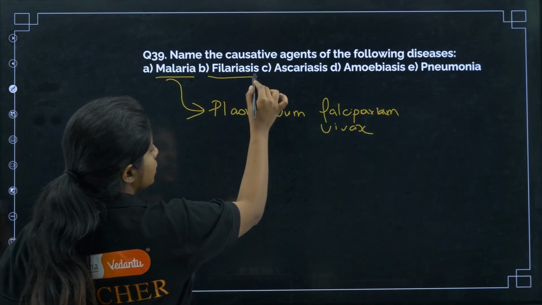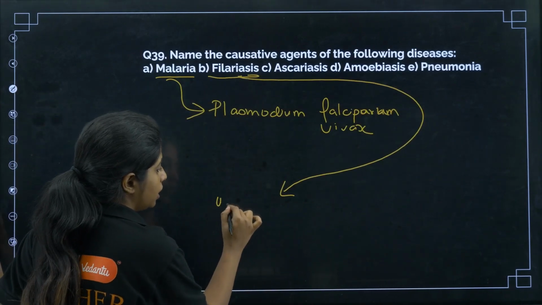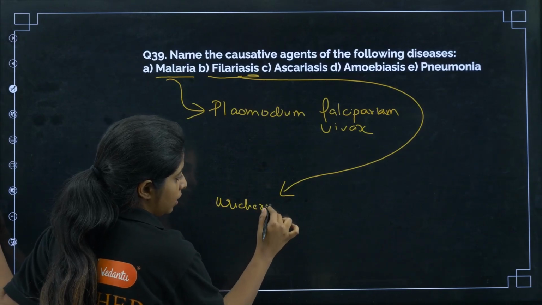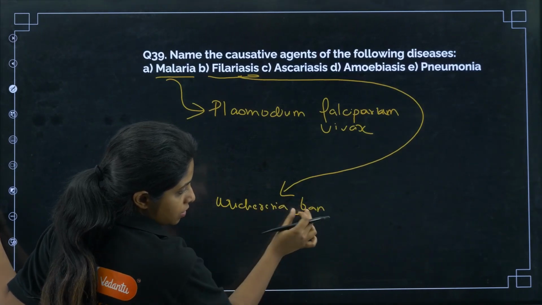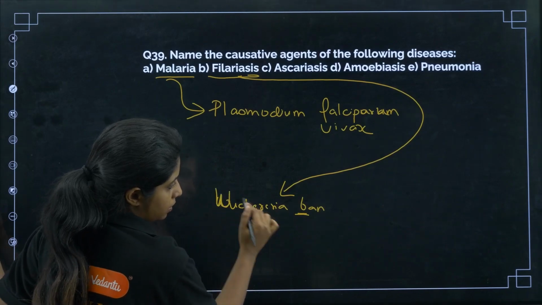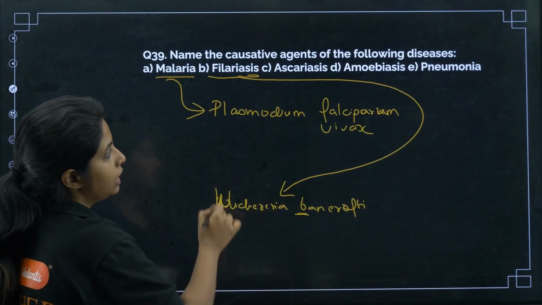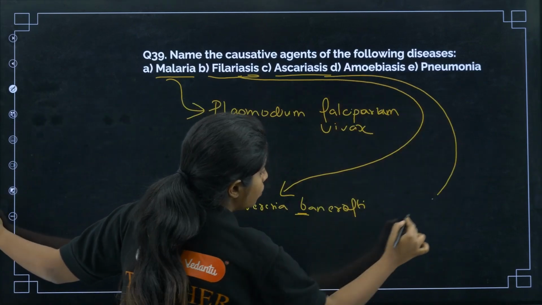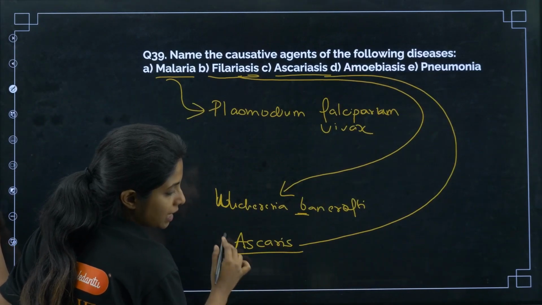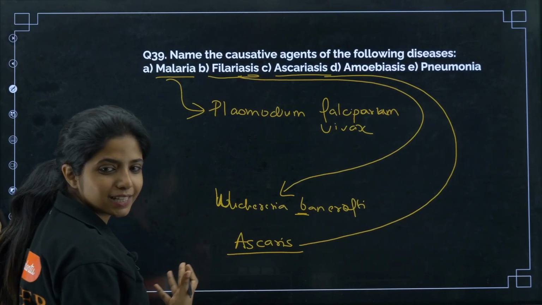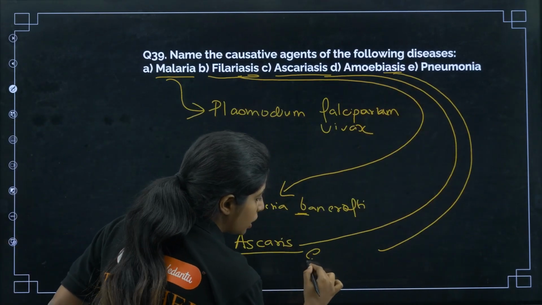Now, filariasis is caused by the filarial worm, which is known as Wuchereria bancrofti. Please make sure you're writing the genus name in capital letters and the species name in small letters. Okay, bancrofti, or you have Wuchereria malayi, either one. Now Ascariasis is caused by the roundworm which is known as Ascaris lumbricoides, but you just have to write Ascaris, that is fine because in your NCERT it's not there. Amoebiasis is caused by Entamoeba histolytica.